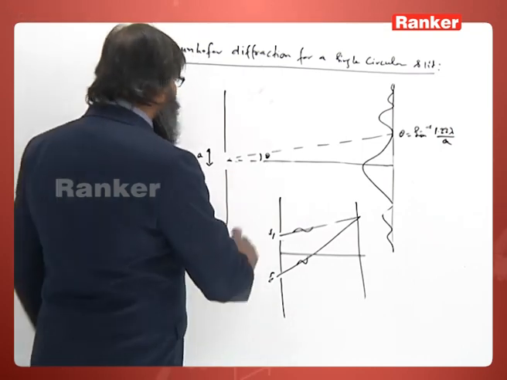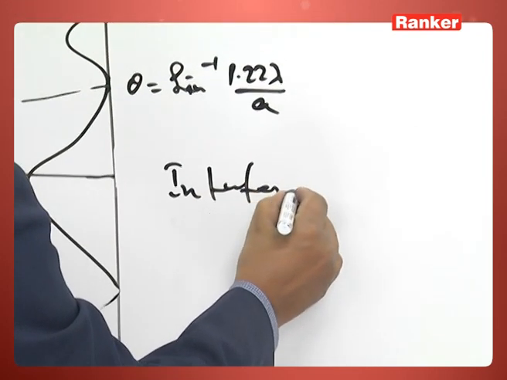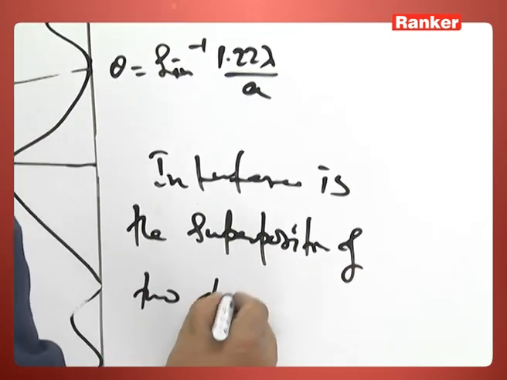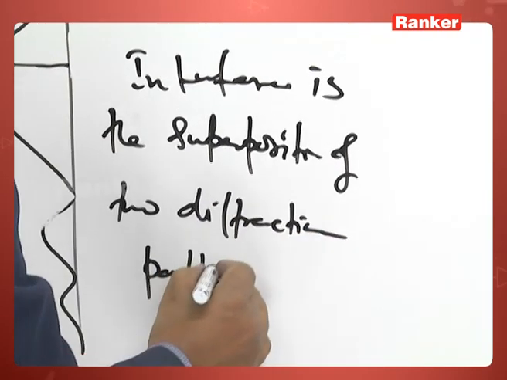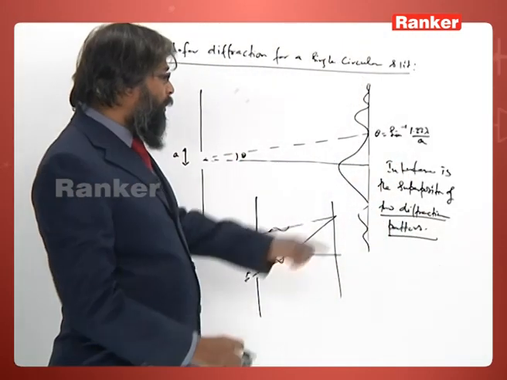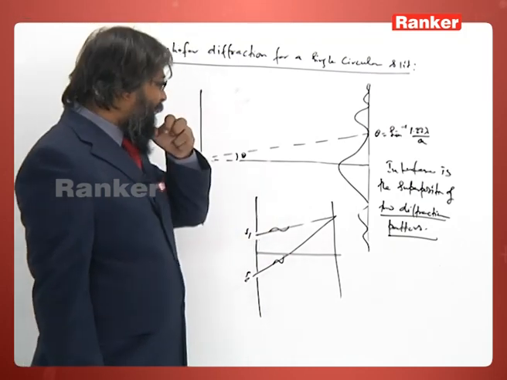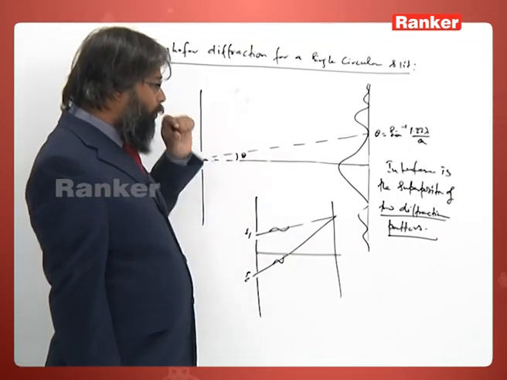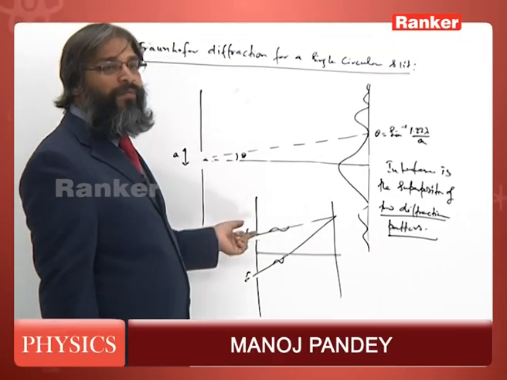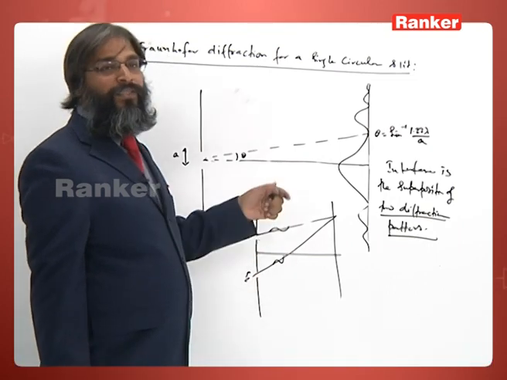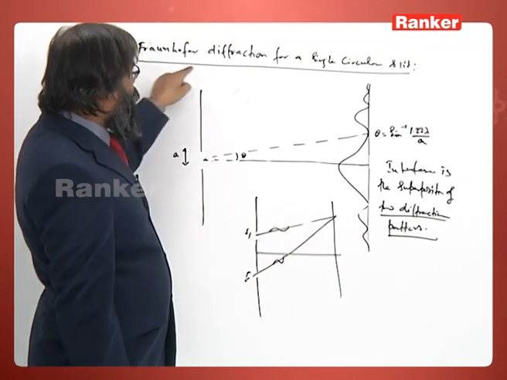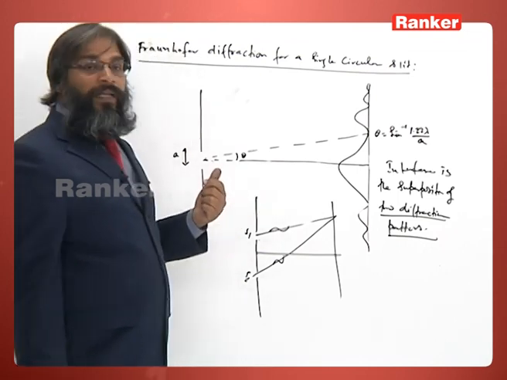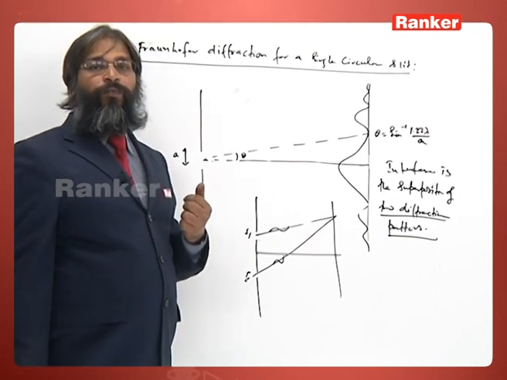If we are more precise, we can say interference is the superposition of two diffraction patterns. This is the most precise treatment of interference. Diffraction is the basic phenomenon, and interference is the result of superposition of diffraction. So this is one more difference between interference and diffraction. We find that basically there is no technical difference between interference and diffraction other than nomenclature and usage. Now we have discussed the Fraunhofer diffraction for a single circular slit. Next we are going to discuss the resolving power, the limit of resolution, the resolving power of a telescope and a microscope.